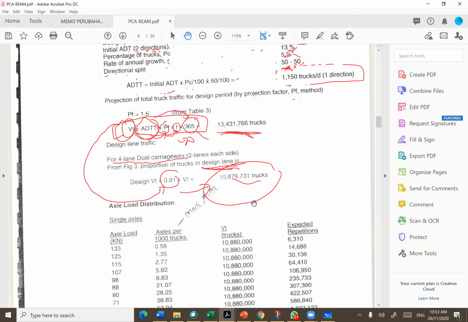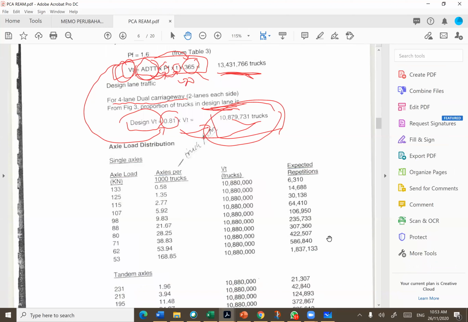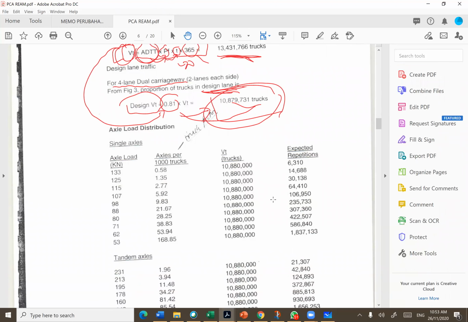We finally get the number of trucks. It's not ESAL yet. The number of trucks, the design VT for the next 20 years per lane, per direction. So the second step is actually to get the axle load distribution, the expected repetition. This one.